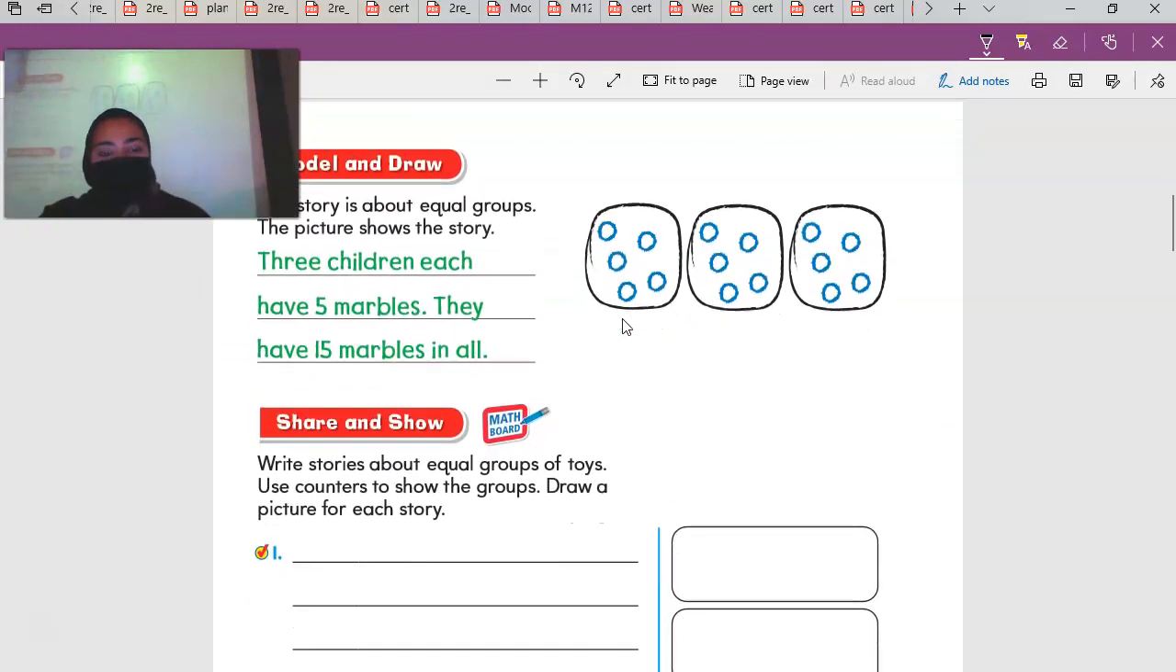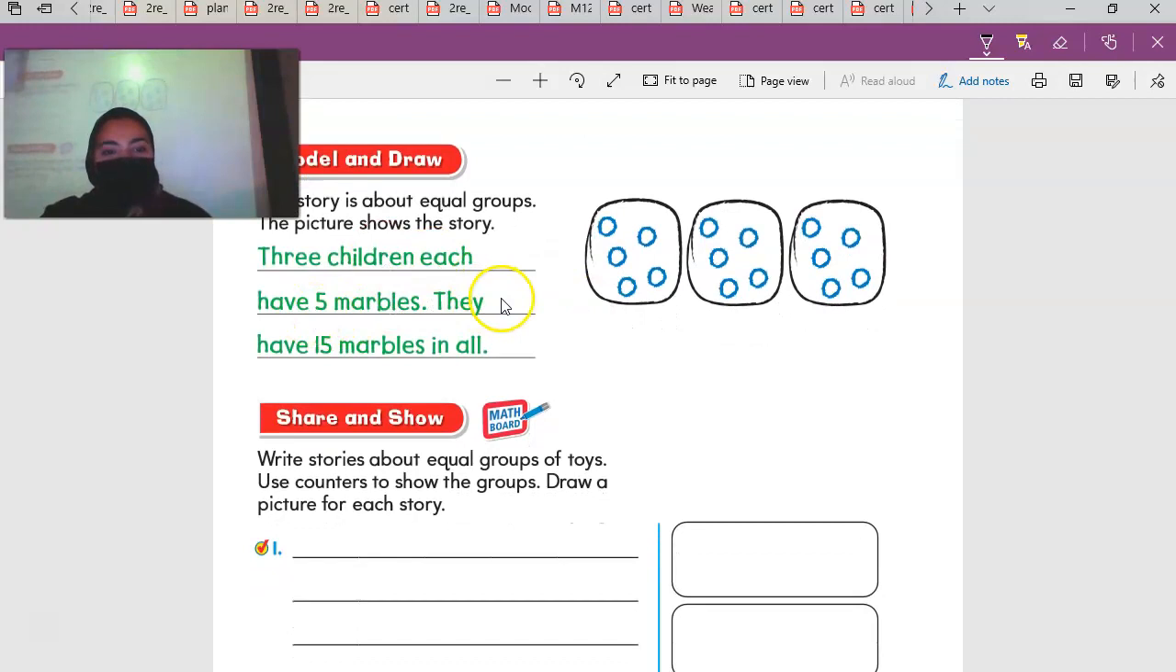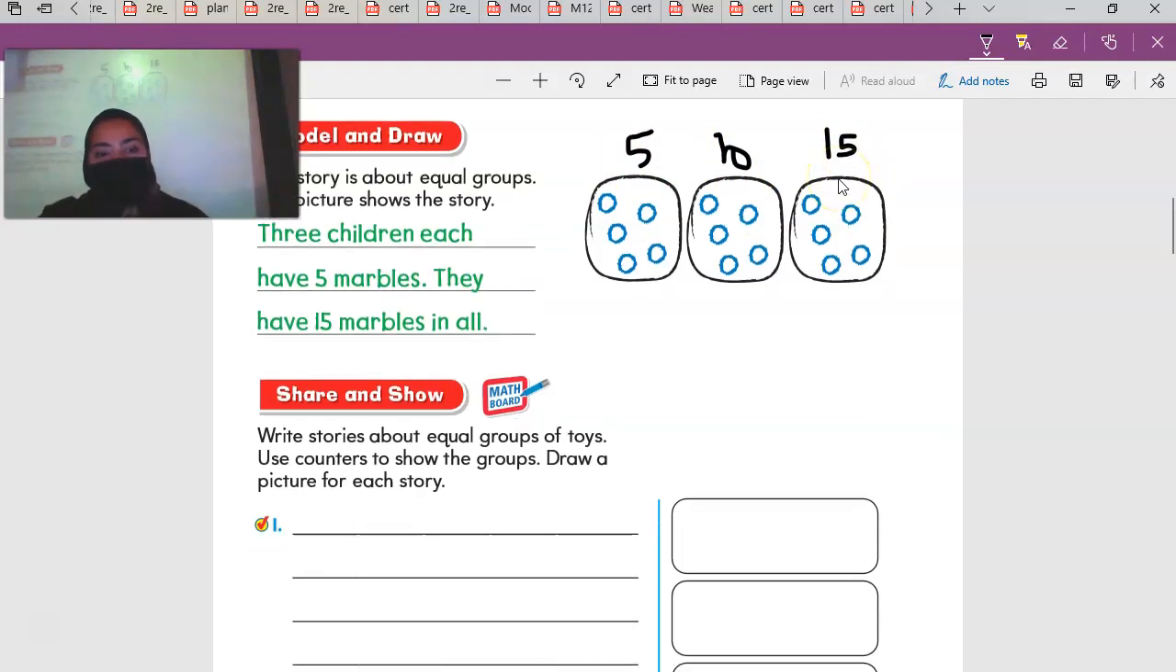The picture shows the story. 3 children each have 5 marbles. See the 3 children? They're the little circles. Each child has 5 marbles. They have how many marbles in all? 15 marbles. Let's show our counting on the top. 5, 10, 15. Amazing. Excellent. Keep going.